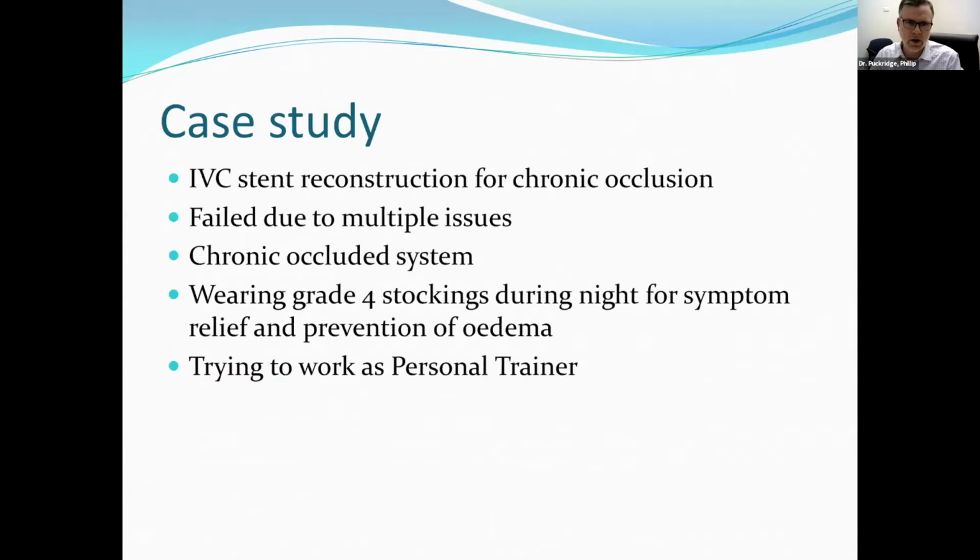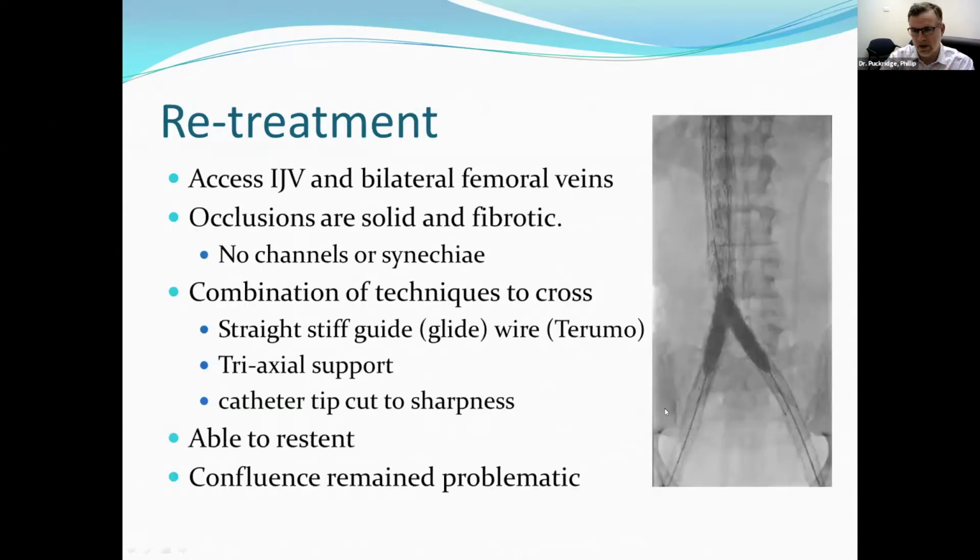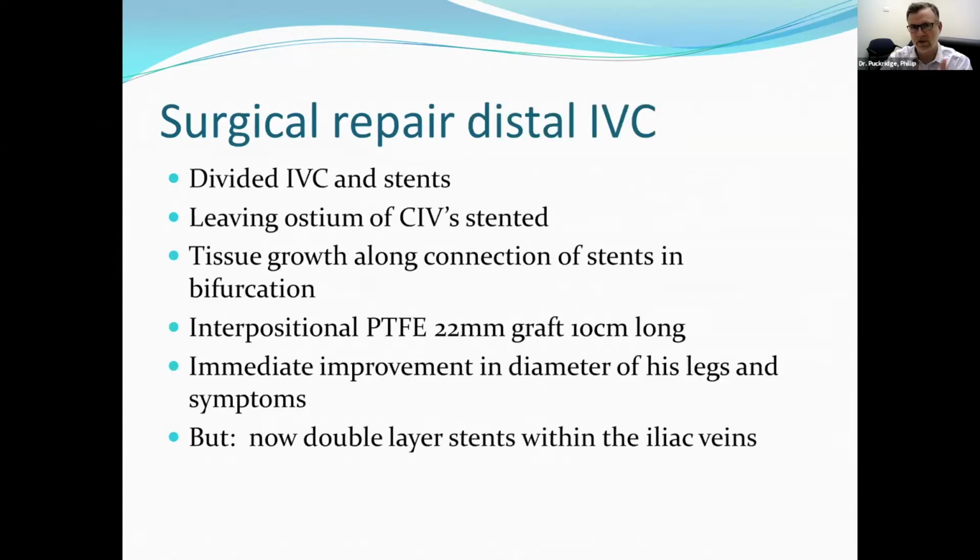So I wanted to share the experience of one of my patients who has had previously IVC stent reconstruction for chronic occlusion after DVT, then came to see me secondarily. This original treatment failed for multiple issues. He's left with a chronic occluded system, and symptomatically he was wearing a grade 4 stocking at nighttime to control his symptoms and prevent edema. And through all this, he was trying to work as a personal trainer. We did retreat him. We were able to actually successfully open things up, and we re-stented everything.